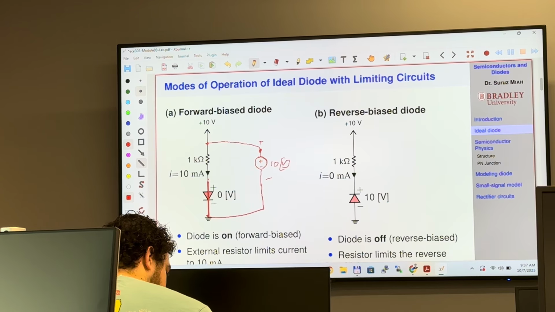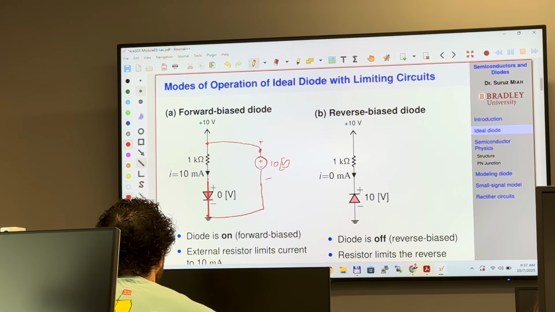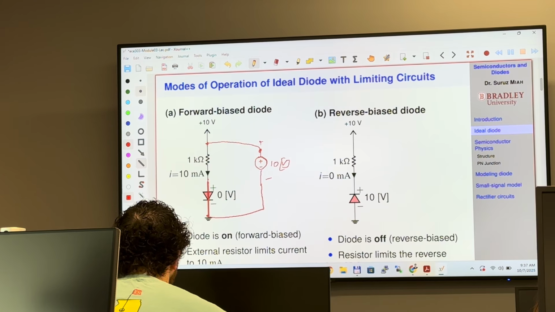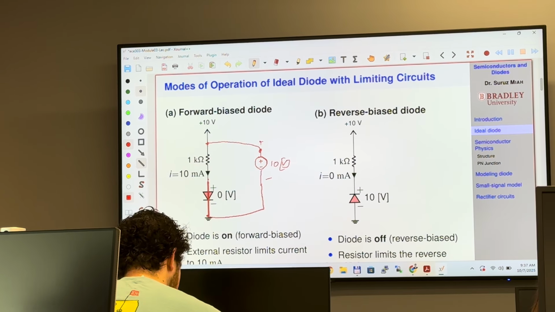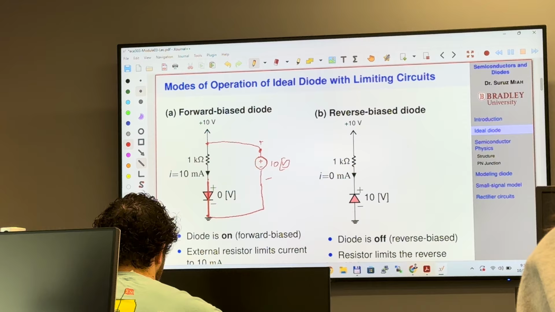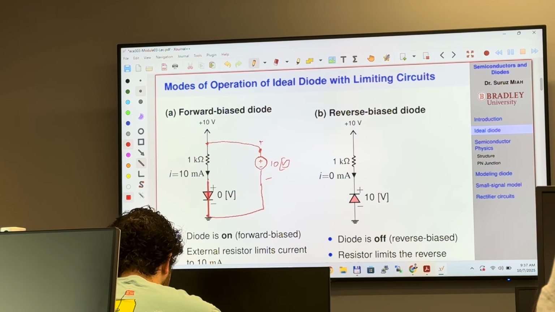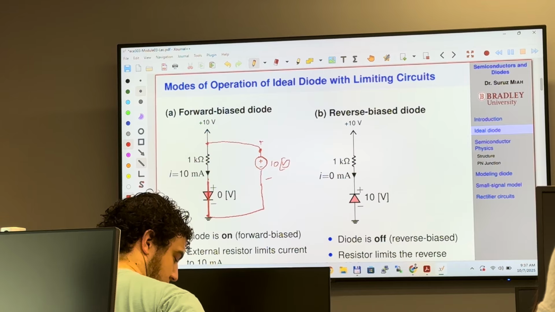If you did that in reality, would you try it on the diode? You will not try. Of course, there will be some resistance practically, but there will be high current. It's going to be very, very hot.